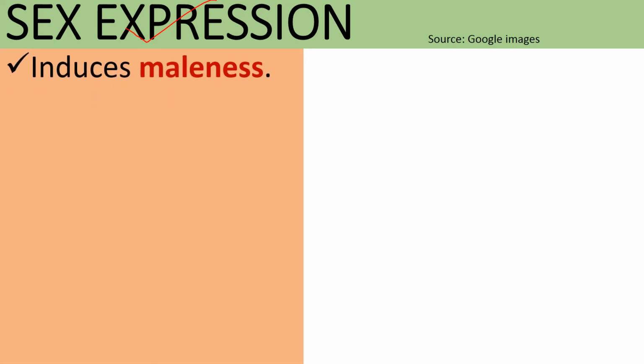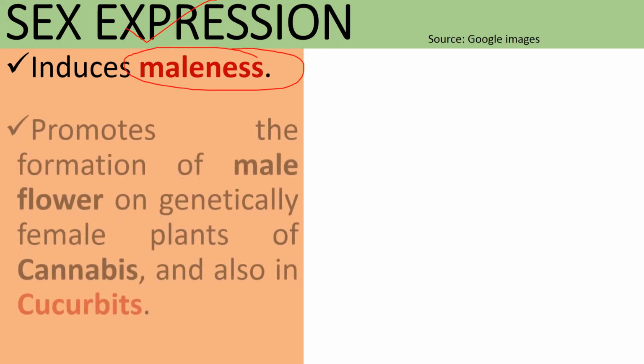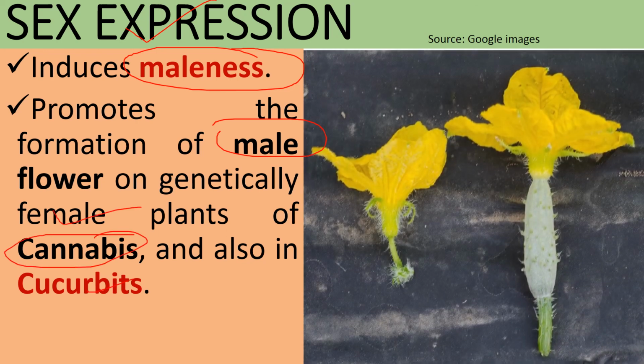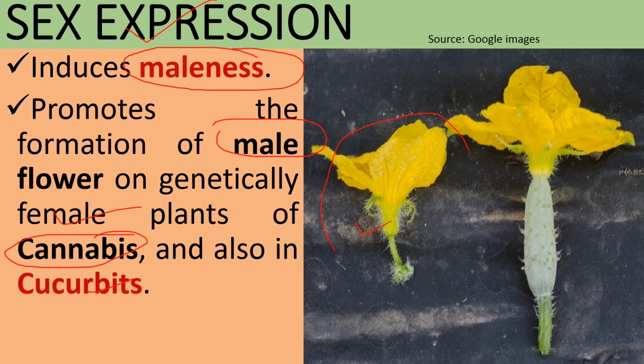Next is sex expression. GA plays an important role in sex expression, just like auxin. It induces maleness in flowers and promotes the formation of male flowers on genetically female plants of cannabis and also in cucurbits. In this picture we can see the male flower and this is the female flower of cucurbita. In a plant which is genetically made for producing female flowers, if we apply external GA, that plant will produce only male flowers.